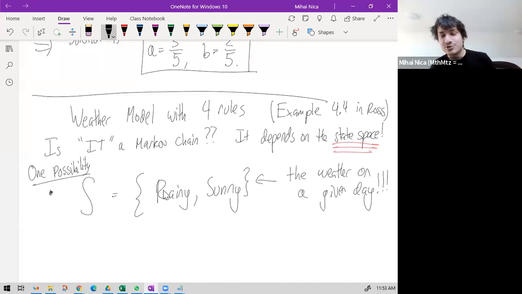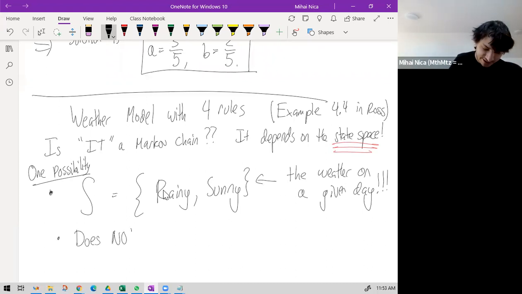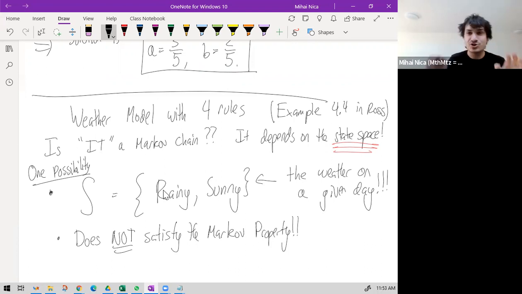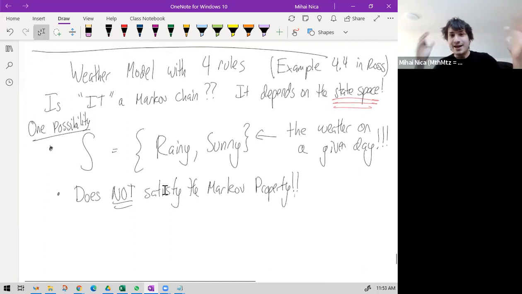And if you choose this as your state space, now the question: is it a Markov chain? That makes sense. We have this thing with the state space rainy or sunny. We're thinking of the sequence of the weather on given days. And the question, is it a Markov chain, is exactly the same question as, does it satisfy the Markov property? And in this case, the answer is no. This does not satisfy the Markov property.